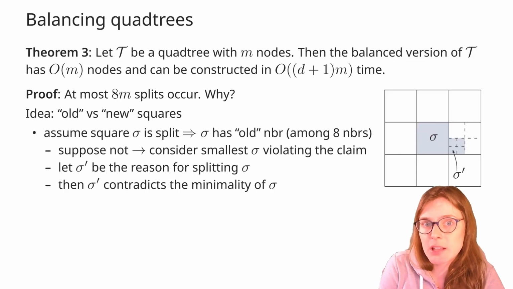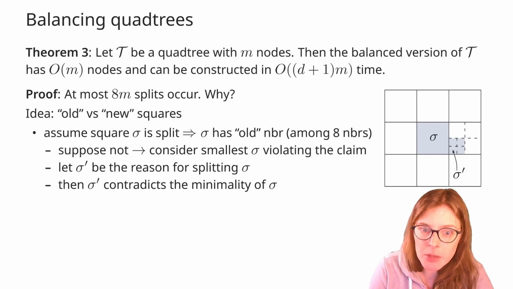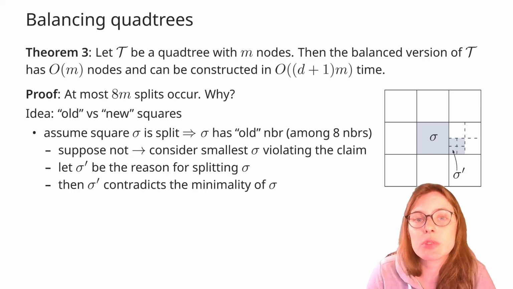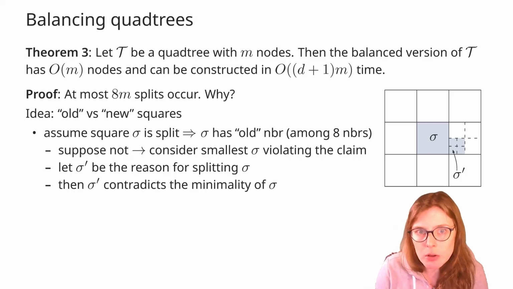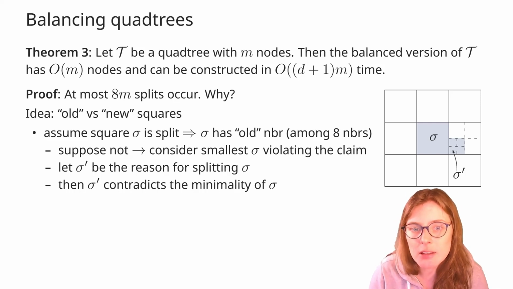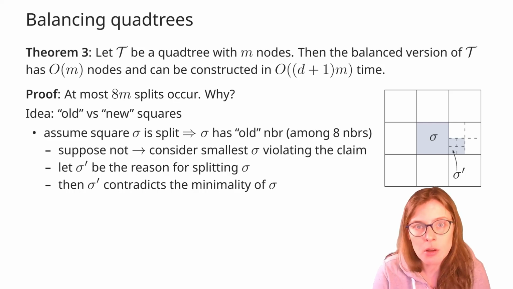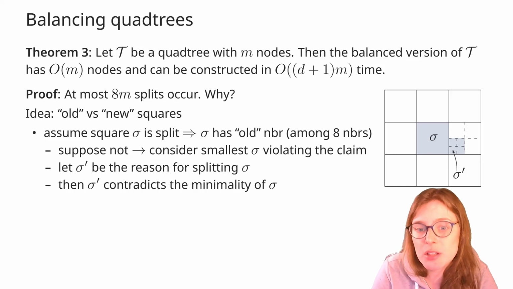We will prove this claim by contradiction. Assume that there are squares sigma that are split that do not have old neighbors, all their neighbors are new. Then we will consider the smallest such sigma. Among all of the sigmas that violate this assumption that one of their 8 neighbors is old, we will take the smallest sigma and arrive at a contradiction by finding that there must have been an even smaller sigma with this property.